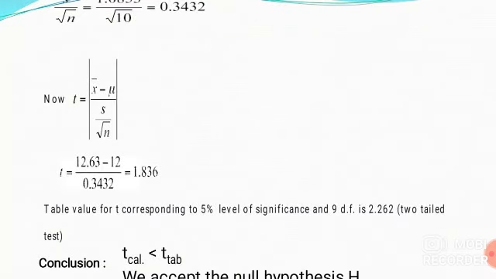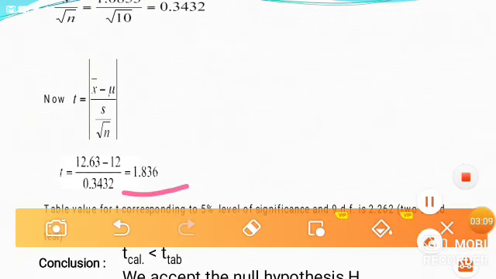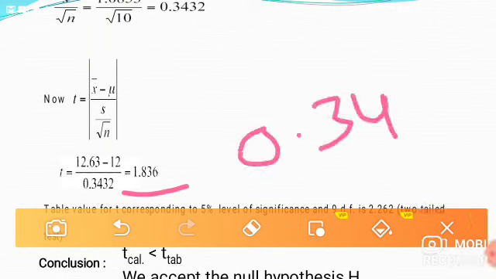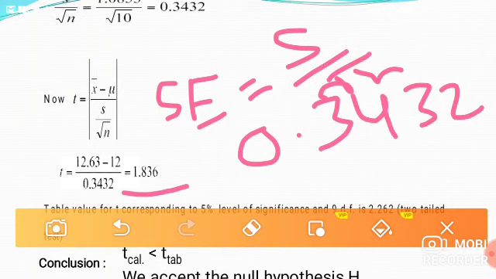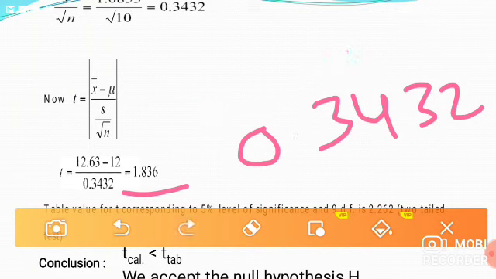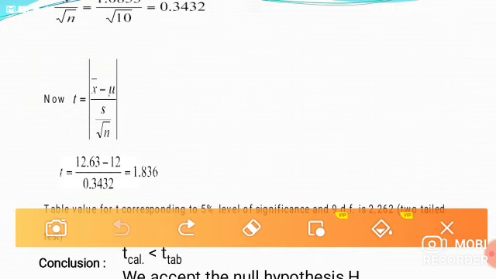So now t equal to x bar minus mu divided by s upon under root n. We find 12.63 minus 12 divided by 0.3432. This 0.3432 is the standard error. Standard error means s divided by under root n, and 12.63 minus 12 is the difference of mean. So this is the basic of any statistic.